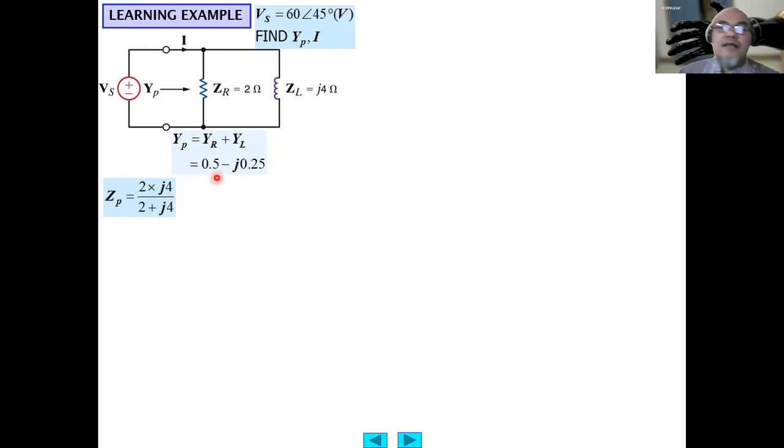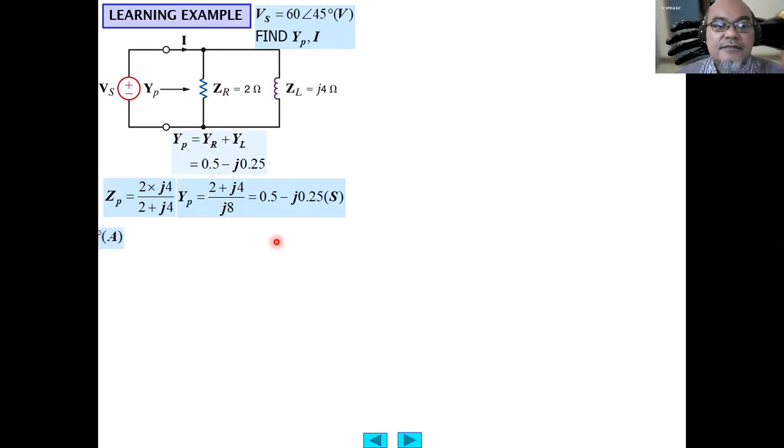Then the ZP is the inverse of this admittance: 2 times J4 over 2 plus J4, times YP. To simplify, this is 0.5 minus J times 0.25 Siemens. So this is if we want to calculate from the ZP.